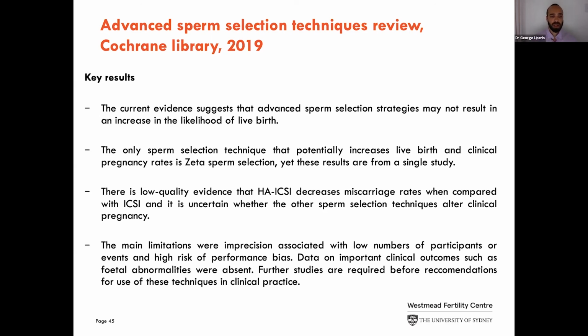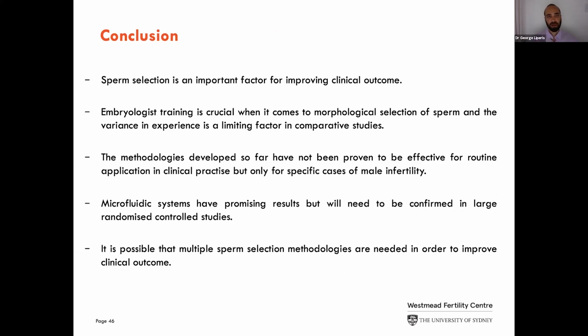There is low quality evidence that hyaluronic acid ICSI decreases miscarriage rates when compared with ICSI, and it is uncertain whether other sperm selection techniques alter clinical pregnancy. The main limitations of these studies were imprecision associated with low number of participants or events and high risk of performance bias. Data on important clinical outcomes such as fetal abnormalities were absent. So further studies are required before recommendations for use of these techniques are made for clinical practice.